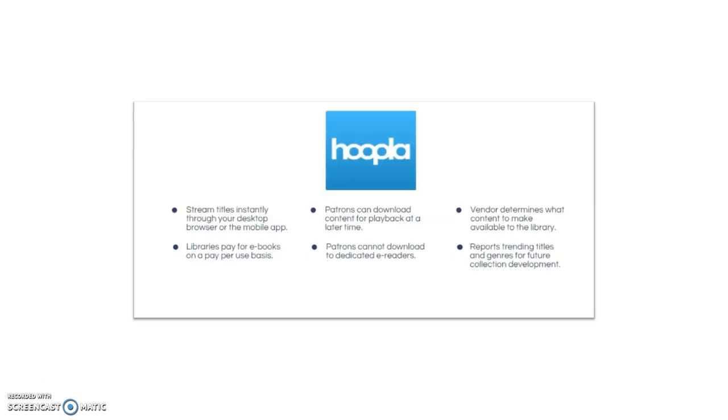Another third-party vendor is Hoopla, which is a bit different from Overdrive. In this case, you can stream titles instantly through your desktop browser or the mobile app, and patrons can download content for playback at a later time. In this case, however, Hoopla determines what content is made available to your library. You don't get to select certain titles for purchase.